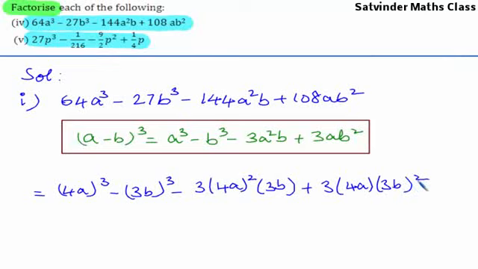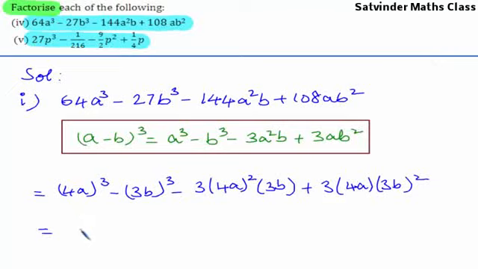Now 3b whole square is 9b square, 9b square into 3 is 27b square, 27b square into 4a is 108ab square. Similarly, when you expand this, you will get minus 144a square b. Now, this expansion is similar to this expansion.